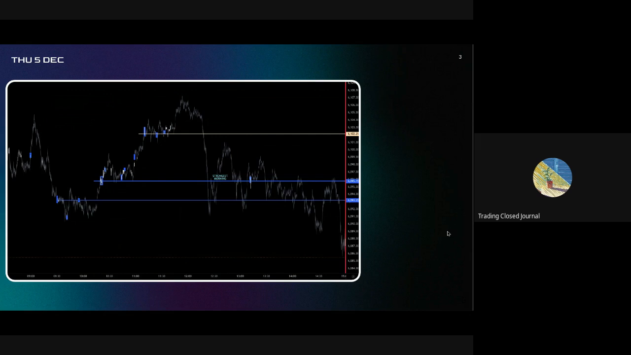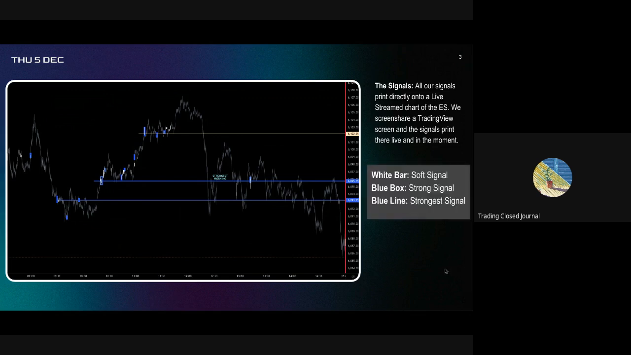These are what you will see streamed live. This is a screenshot at the end of the day, but these print live. This chart is a live stream in the service offering. It's a TradingView chart, if it matters. They're very pretty charts. So the white bars will print, and you can see a few white bars there over the chart. They're soft signals.